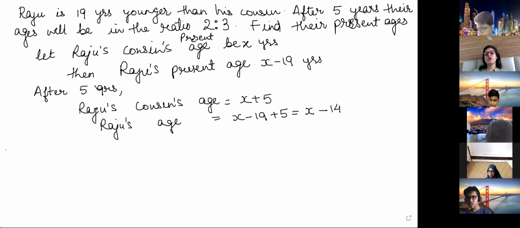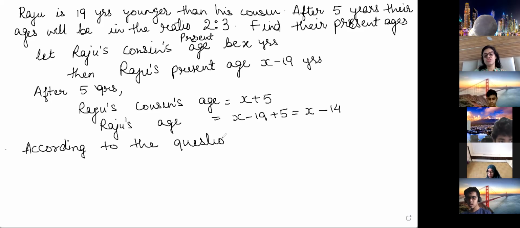Okay, now come to the question. After 5 years, their ages will be in the ratio 2:3. So according to the question, what will be the equation? Has anyone made the equation? Everyone try to make the equation. You have to do it on your own. They are telling that their ages, the first age should be Raju's and the second age is his cousin's. Okay, you know what is ratio, everyone? Is it clear what is ratio?